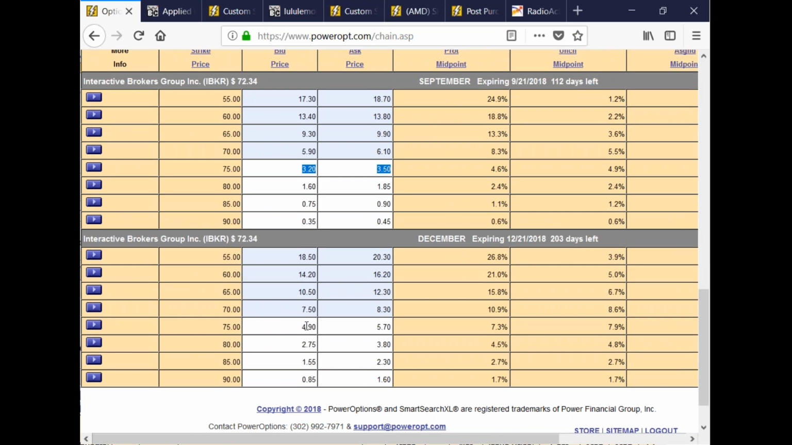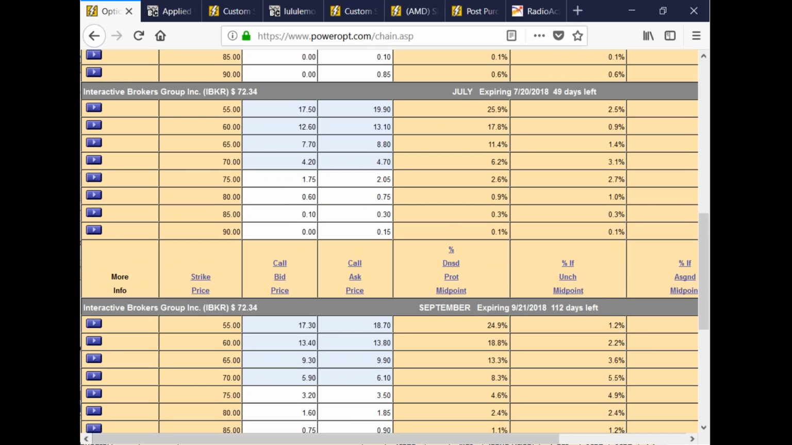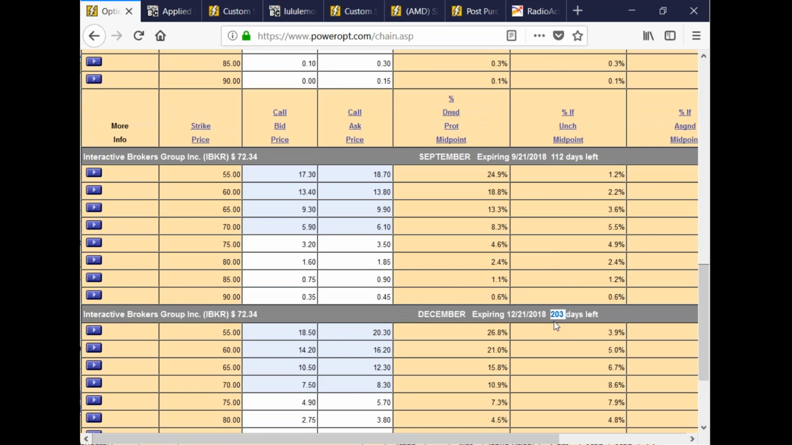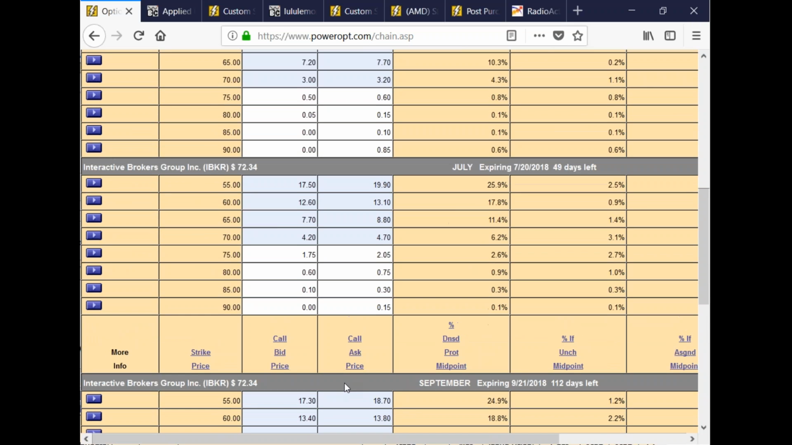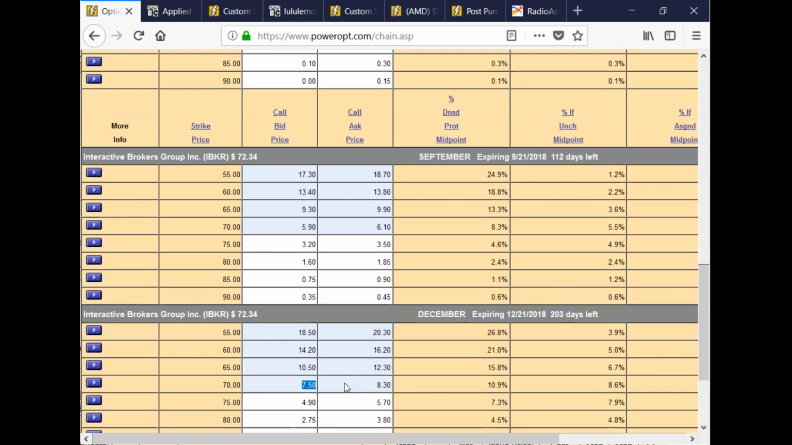I go out to December, four times the amount out in time as the Julys, which are 50 days away, let's call it. So we go to December, four times the amount of time. This is not $7. No, it is, actually. It is almost four times the amount of time.